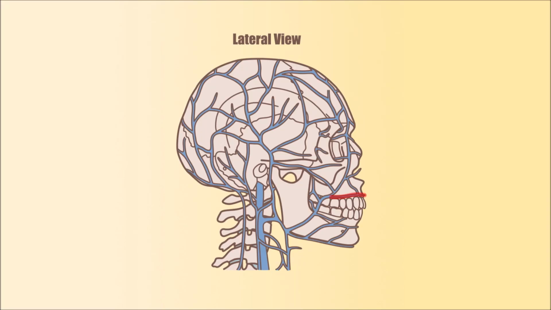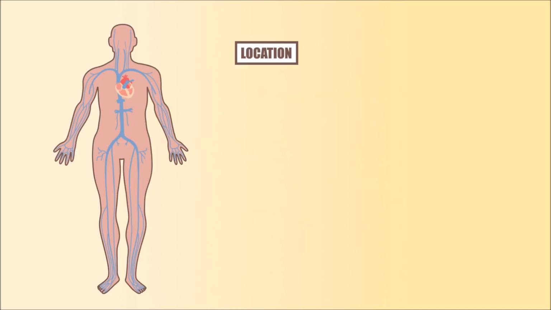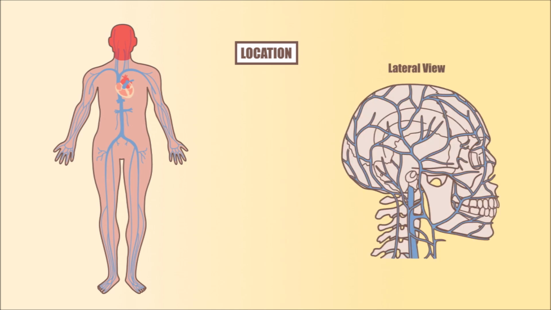In this video, we're going to go over the structure and function of the superior labial vein. Firstly, where is this vein located? The superior labial vein is located on each side of the face. If we take a closer look at the veins on the right lateral view of the head and neck, we can see highlighted in red the superior labial vein.